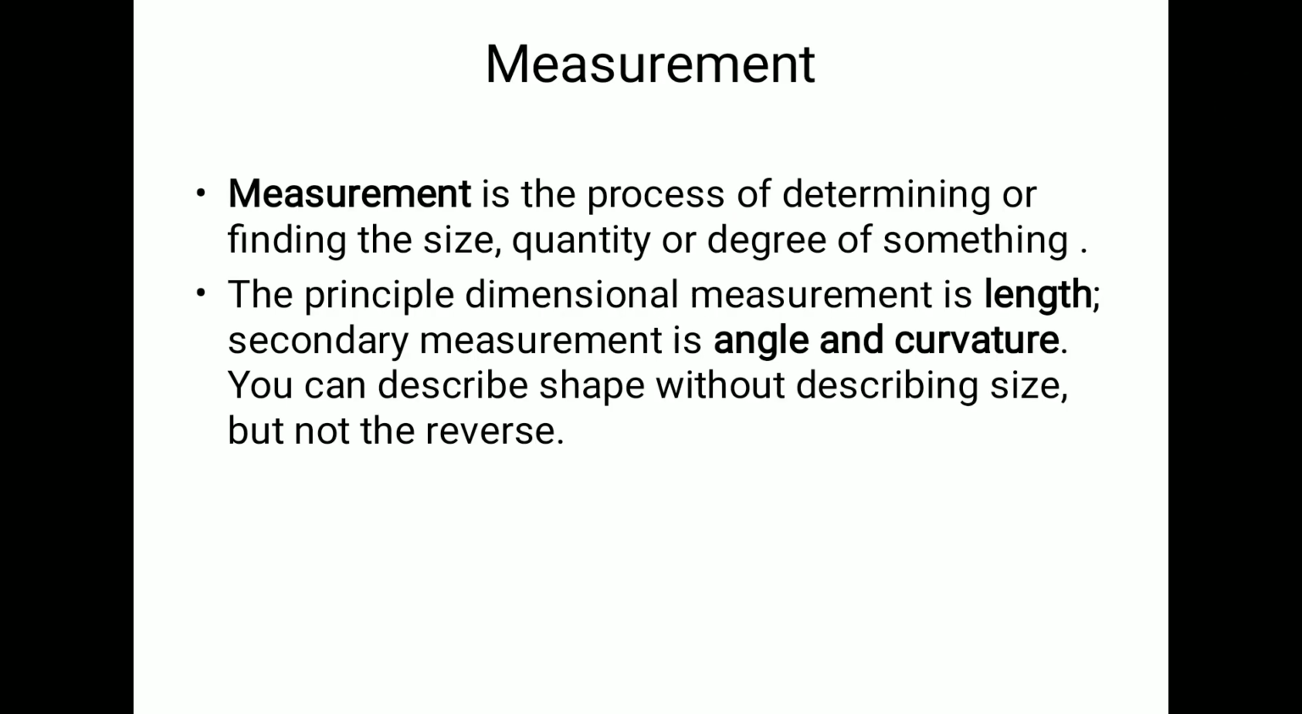To start with, let us first understand what is meant by measurement. In the previous lecture also we have seen what is meant by measurement. Measurement is the process of determining or finding the size, quantity or degree of something. The principal dimensional measurement is length, secondary measurement is angle and curvature. Here you can describe the shape without describing the size, but you cannot reverse the statement.